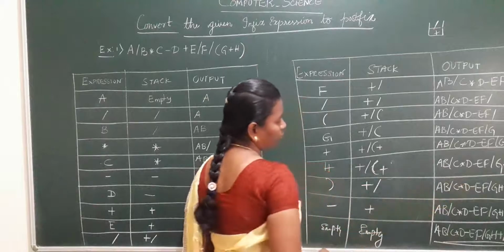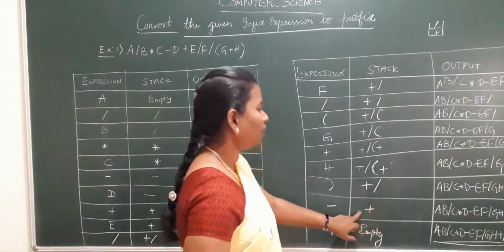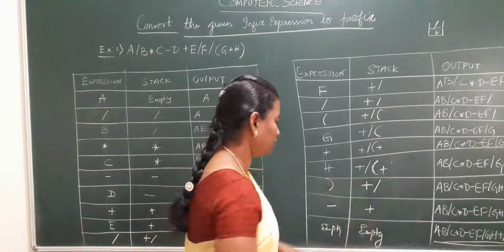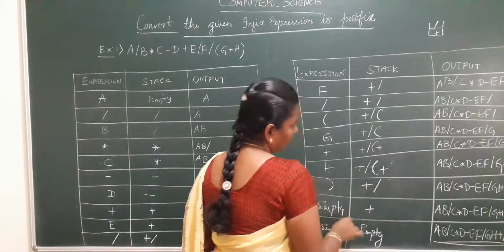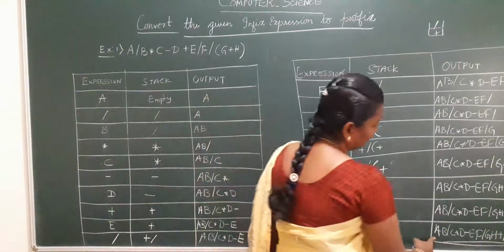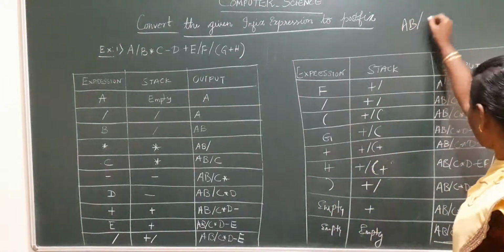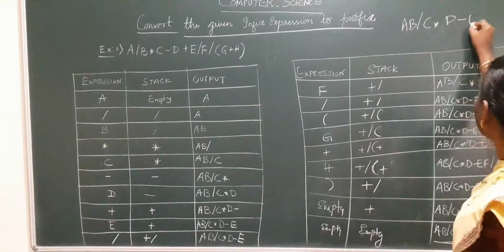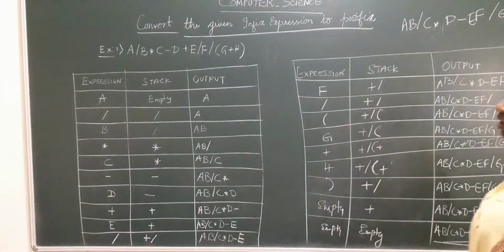Again my plus will go to your output. What is left out in the stack? Plus and hash. Then if I pop out, first I will pop out hash. So this is nothing but, I should not write, this is empty. It is not minus, it is empty. So what is left out in the stack? Only plus. In the last step we will get the answer as AB slash C star D minus EF slash GH plus slash plus. Okay, so this will be our answer.